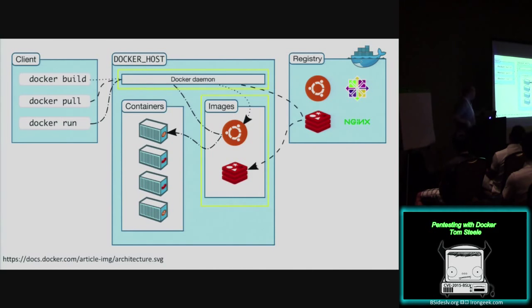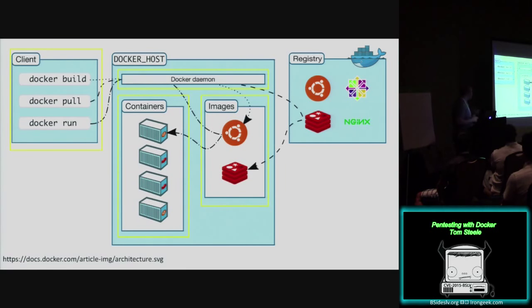Once we have those images downloaded to our machine, we can then run each of those. We can take that image and say, okay, give me a container running this image. And that image just doesn't get touched anymore. It's now a running container, and that's the thing that you interact with. That's the actual thing that runs the code and the applications that you want to run. And in this image, you can see there are two Ubuntu containers running and two Redis containers running, just showing how that's layered.